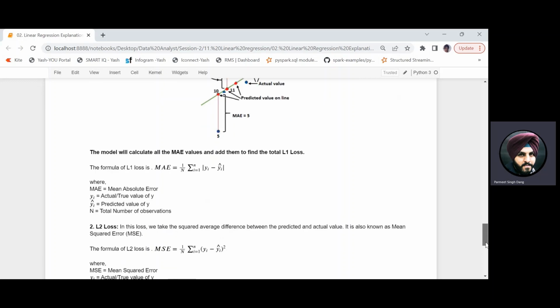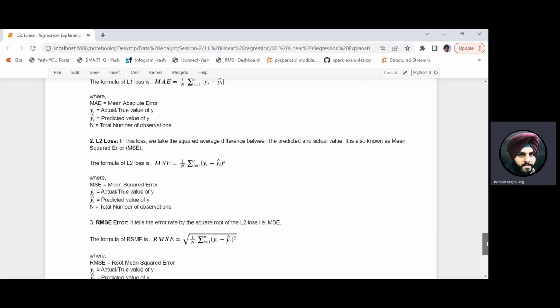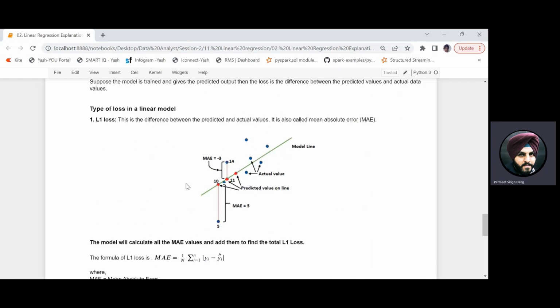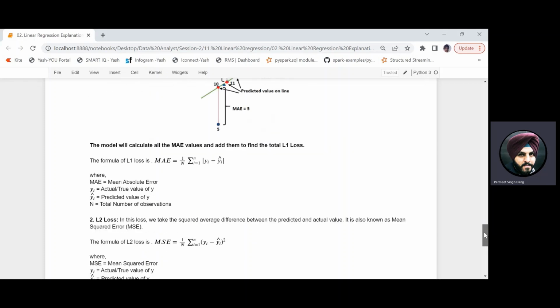If I talk about L2 loss, it is the squared average difference between the predicted and the actual value, and it is also known as mean squared error. What does it mean? When we calculate the mean absolute error, we also get negative values. To get rid of those negative values, we calculated the square of these values. That's why it is known as the mean squared error.